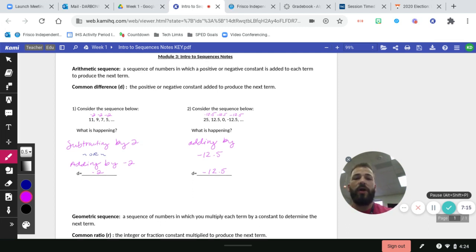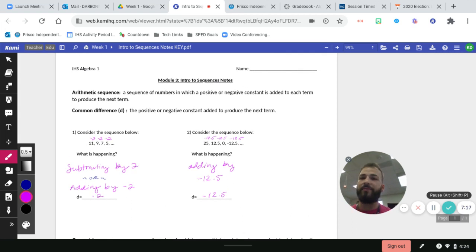Well, that is sequences, y'all. Go ahead and work through the Nearpod and then complete the Desmos for homework.